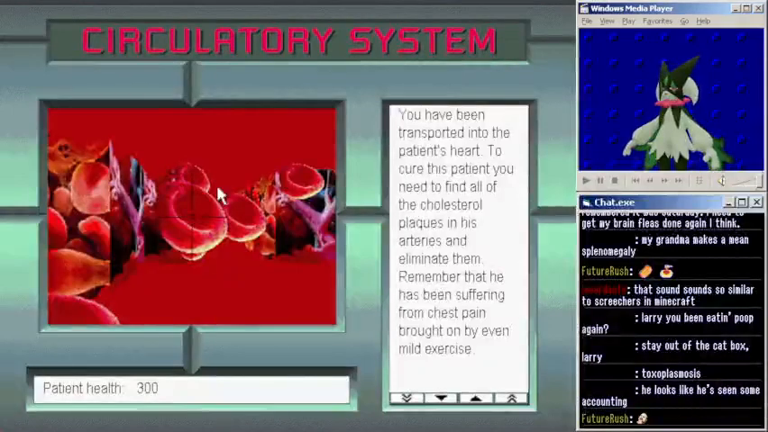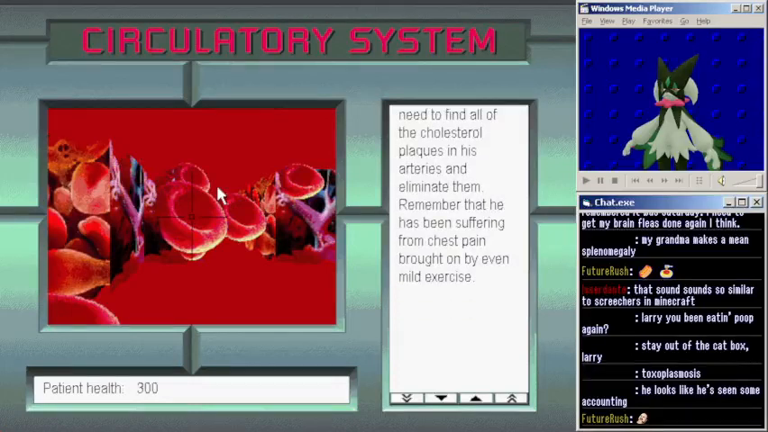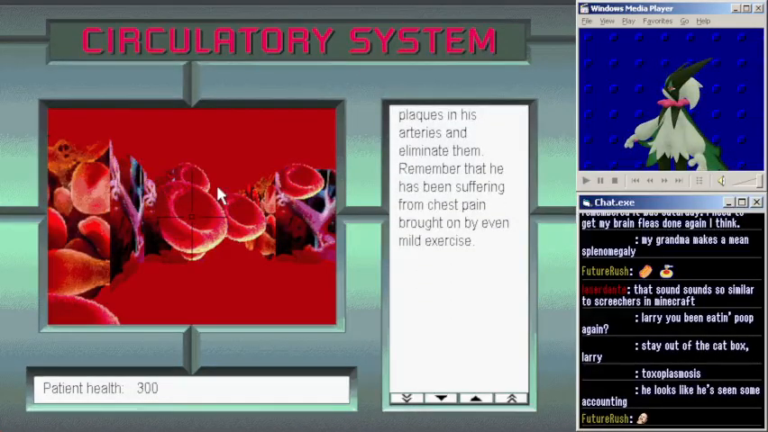You have been transported into the patient's heart. To cure this patient, you need to find all of the cholesterol plaques in his arteries and eliminate them. Remember that he has been suffering from chest pain brought on by even mild exercise.